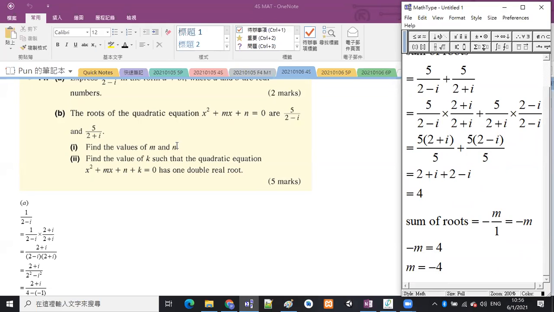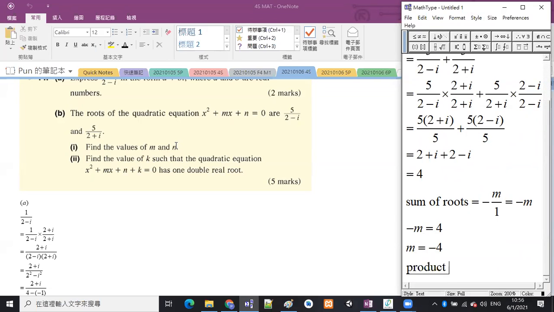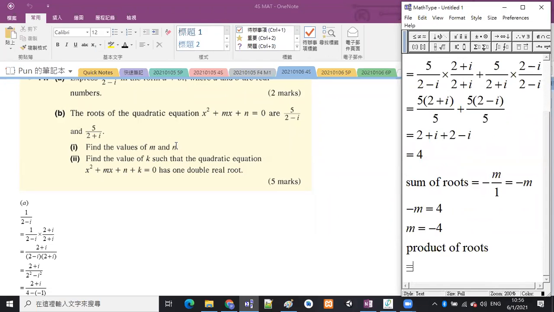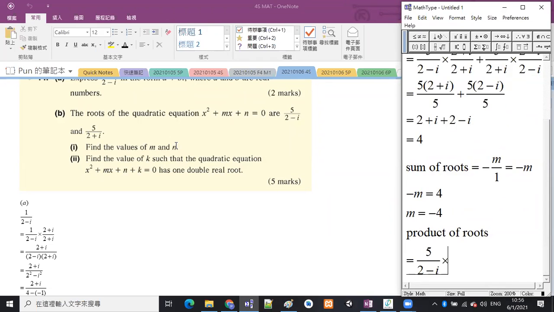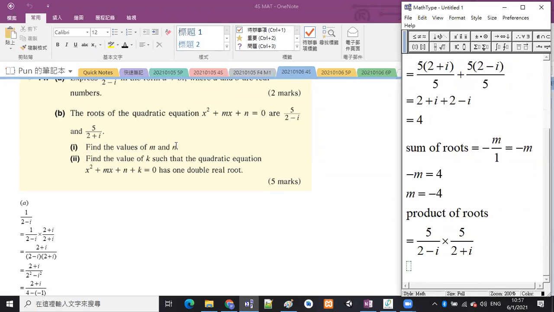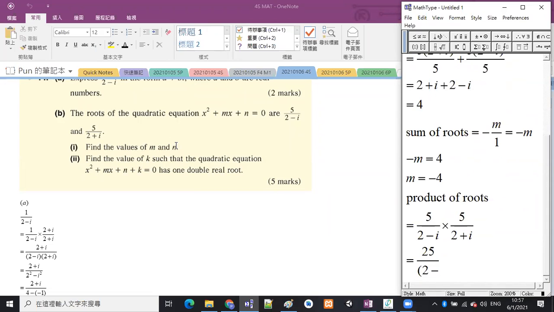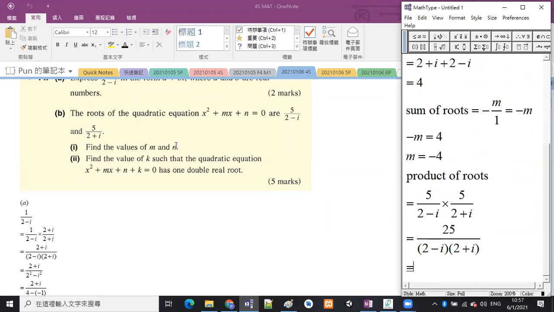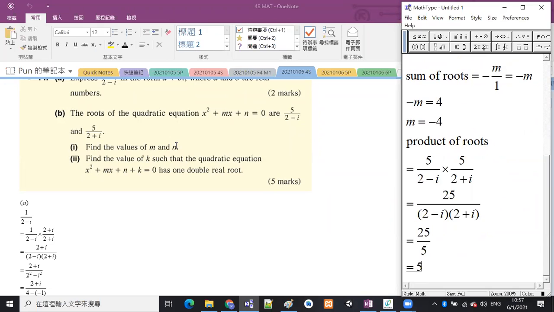How about n? n is in the position of c. So we are going to consider the product of roots. On one hand, the product of roots is equal to multiplying the roots together, because it is the product of the two roots. So it is equal to 25 over 2 minus i times 2 plus i. But we know that 2 minus i times 2 plus i will be equal to 5.